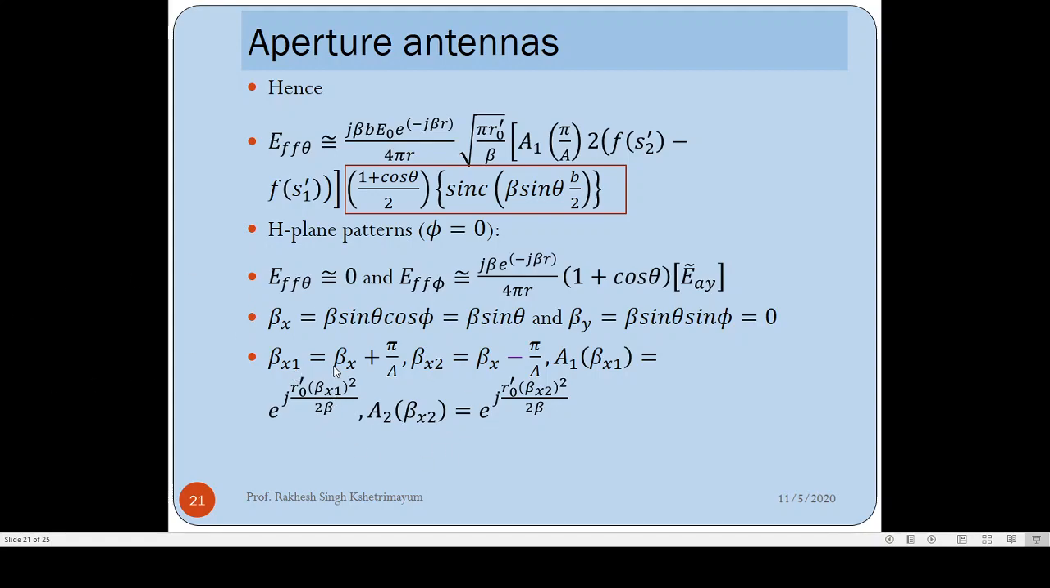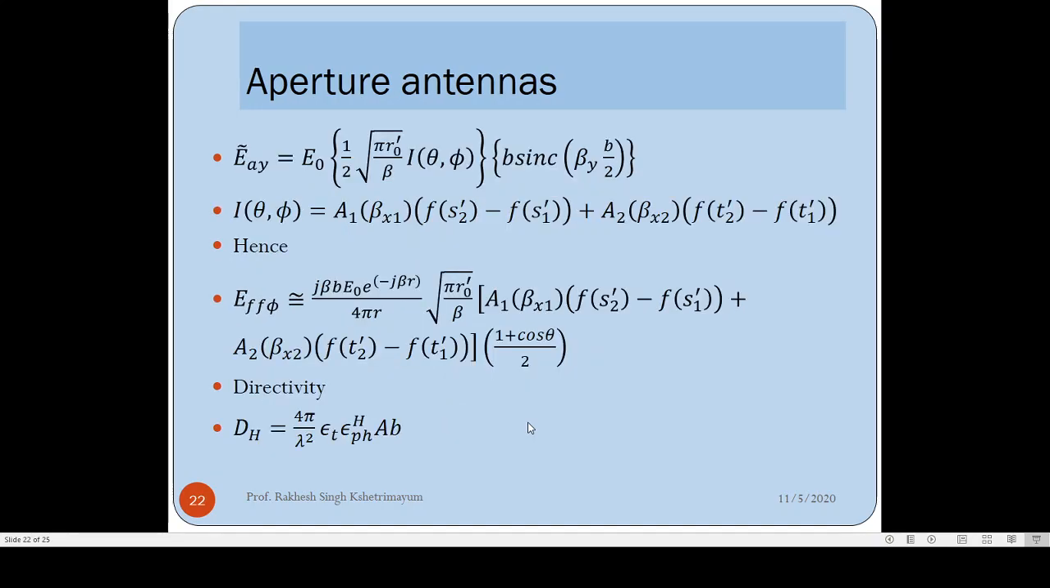What happens to beta x1? Beta x1 is beta x plus pi by a. Beta x2 is equal to beta x minus pi by a. So A1 and A2 would be different now. A1 will become exponential j r0 dash beta x1 whole square by 2 beta. A2 will become exponential j r0 dash beta x2 whole square divided by 2 beta. And this sinc function will become 1 because beta y is 0. What is the value of sinc function when argument is 0? It's 1.